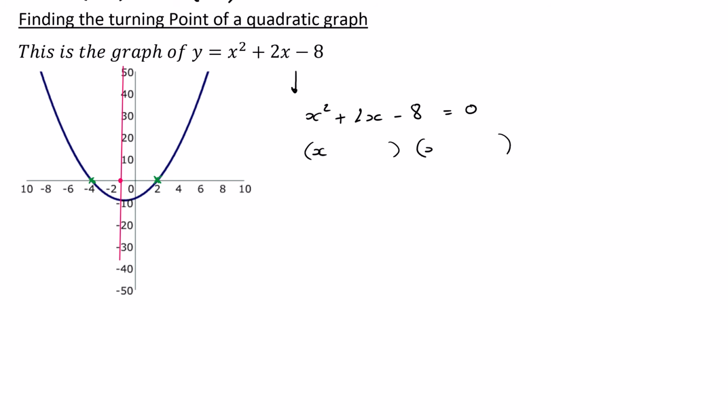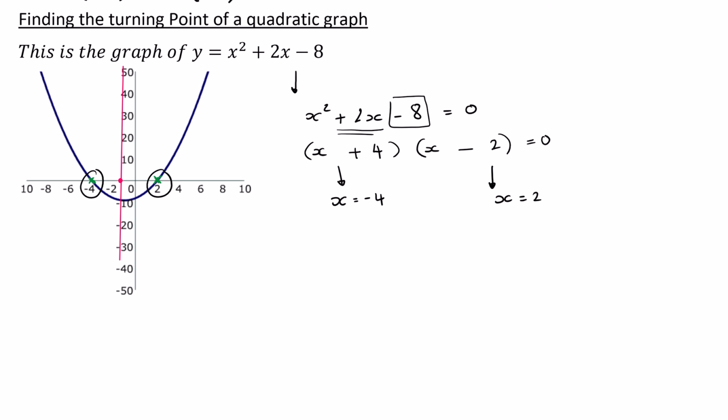So x times x gives me x squared, and I want 4 and 2. 4 times 2 gives me 8, and I want a negative 8 but a positive 2x. So plus 4 take away 2 gives us a positive 2x, and the plus 4 times negative 2 gives the negative 8. So solving, this gives me x equals minus 4, and this gives me x equals 2. And of course, this was clear from the diagram.